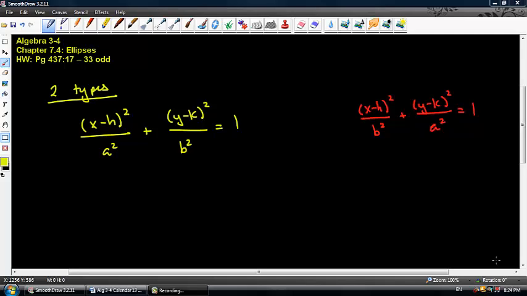Alright everybody, we're on chapter 7.4, which is how to graph an ellipse. An ellipse is part of our conic sections. And so I want you to hit the pause button and write down these two types of ellipse equations.